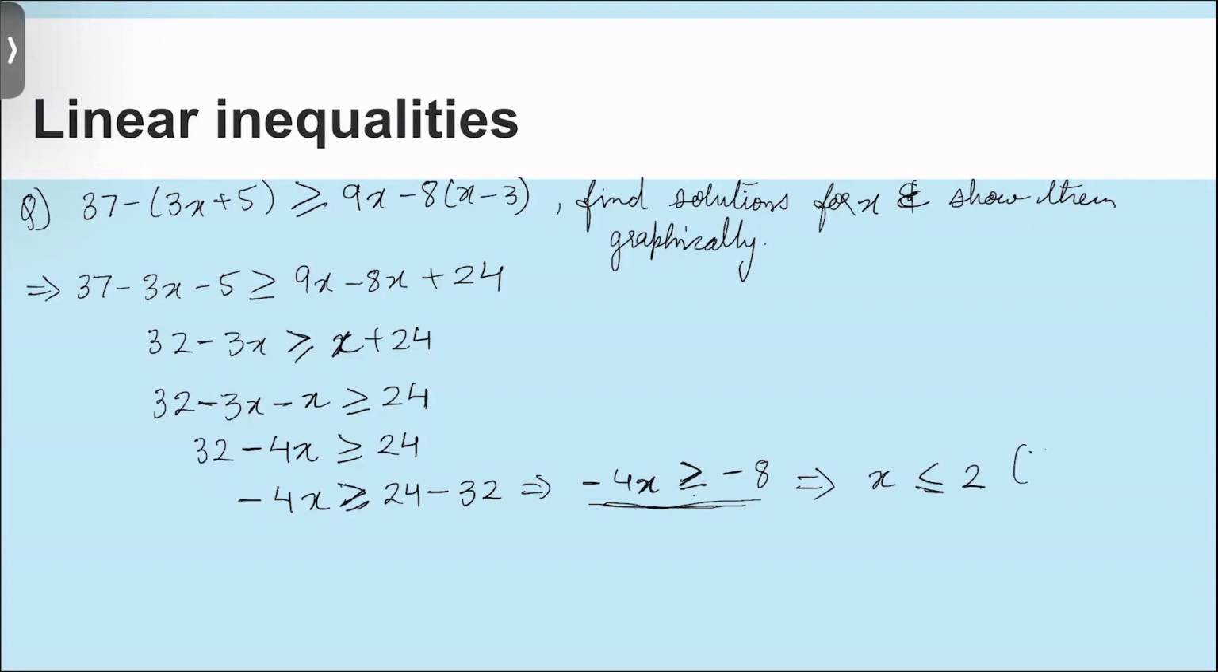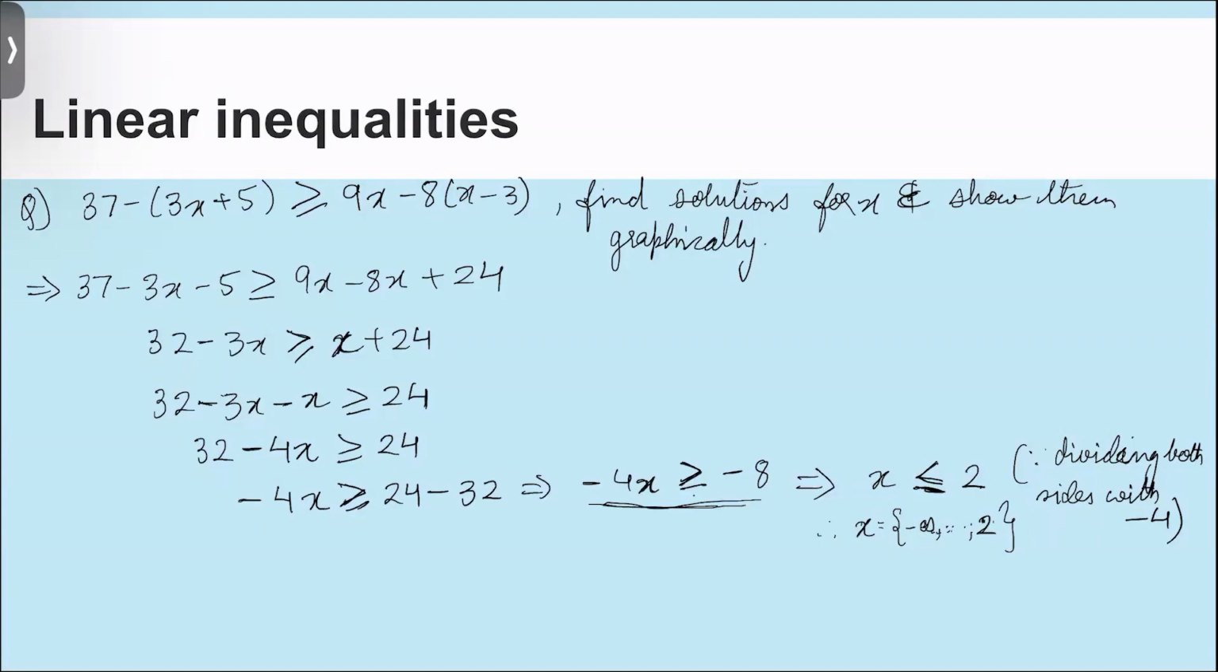Since we divided both sides by minus 4, okay, so this is what we get: x is less than or equal to 2. So therefore, your solutions will be, the upper limit is going to be 2, and all the way down to negative infinity. It will take in all the negative numbers also, because x is less than 2.